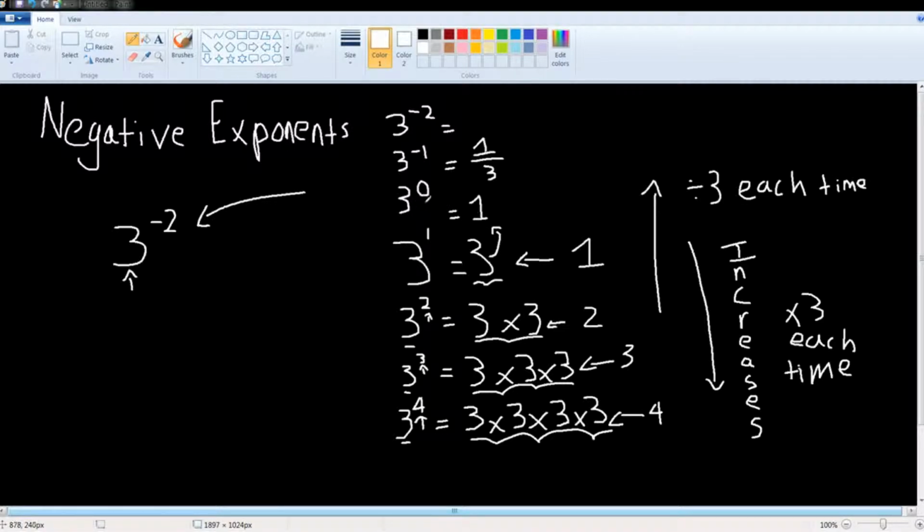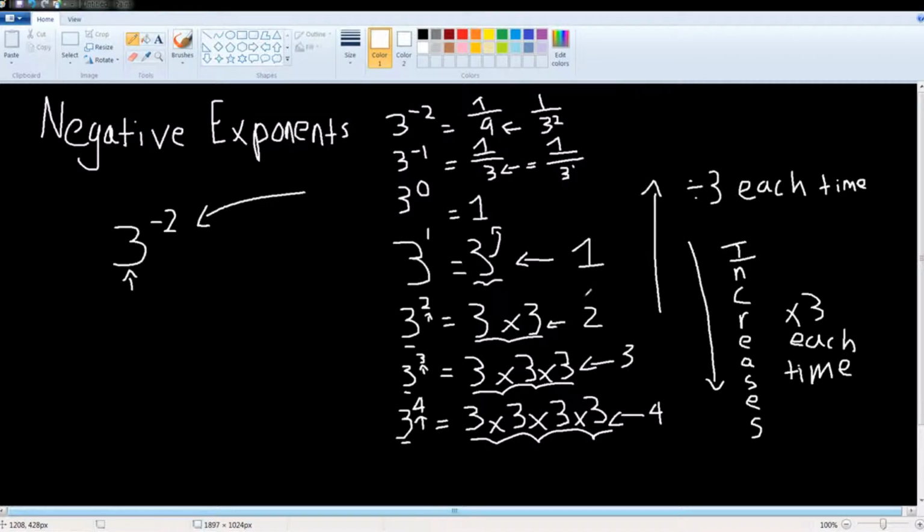So here we have 3 to the 0 equals 1. Divided by 3, we get 3 to the negative 1, which is 1 over 3. Divided by 3 again, we get 1 over 9. But as you can tell, these are all powers of 3 still. So in other words, we can write this as 1 over 3 to the 1. For this one, it would be 1 over 3 to the second. Like I said before, math is about patterns and recognizing those patterns.